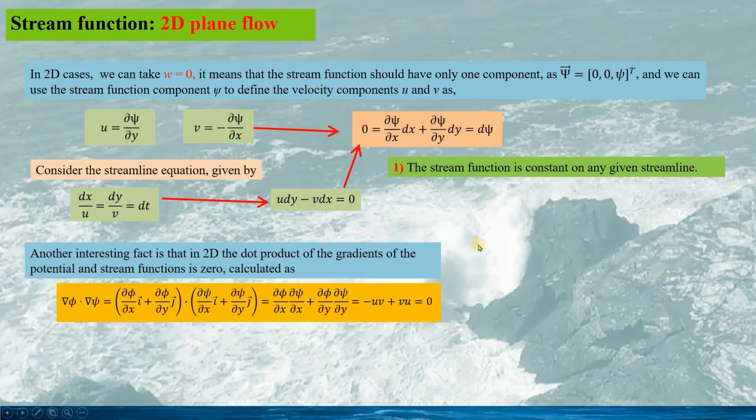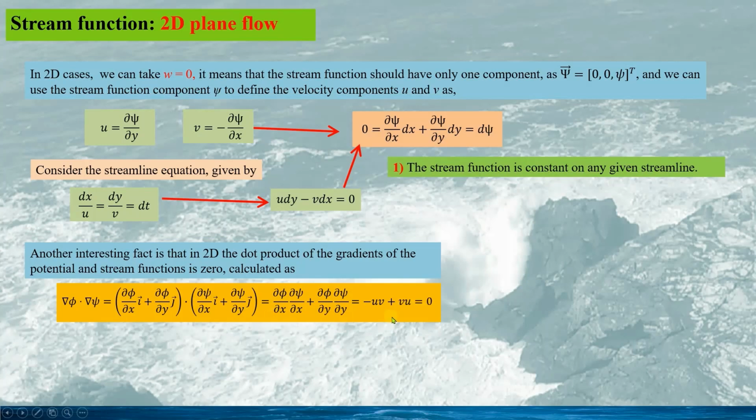Another interesting fact is that in the 2D case, the dot product of the gradients of the potential function and the stream function is 0. So we calculate this dot product. We substitute the components of the gradient here and here. Multiplying these together, we have the expression as this. And we substitute the velocity components defined by the potential function and the stream function. We have this expression. It is 0.